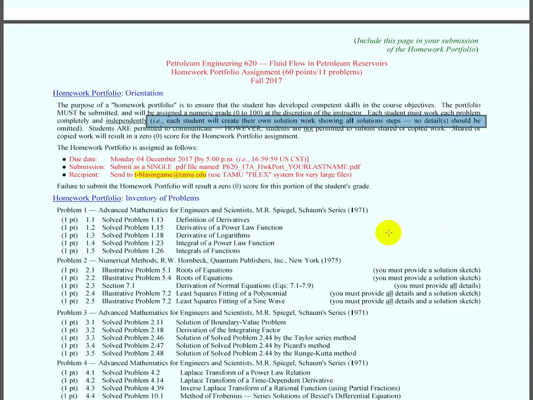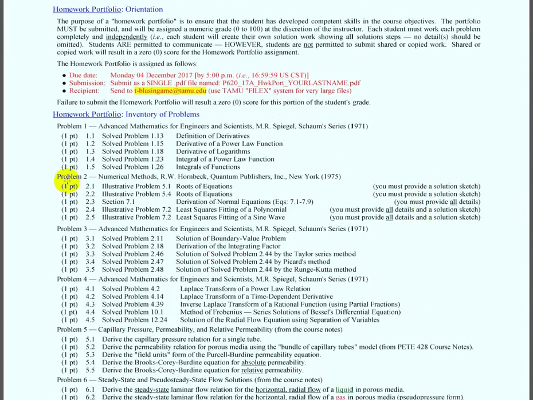Yep, there you go. I've done this a long time. Yes, sir. So problem 2.1. Yep. So there's a weird issue with that.